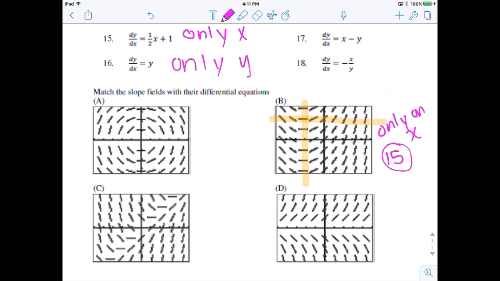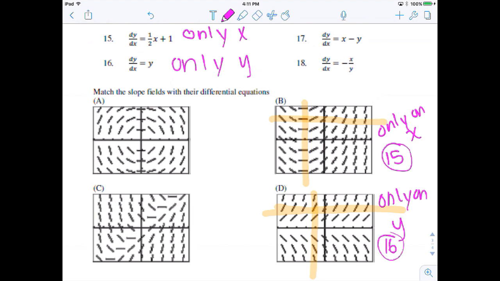Now, let's go the same way on C and D. If I look at C, it changes at every x value, and it changes at every y value, so that is dependent on both. And if we look at D, at every x value, it's the same, but at every y value, it changes. So this only depends on the y values. And so I can tell you already that this should match with 16.